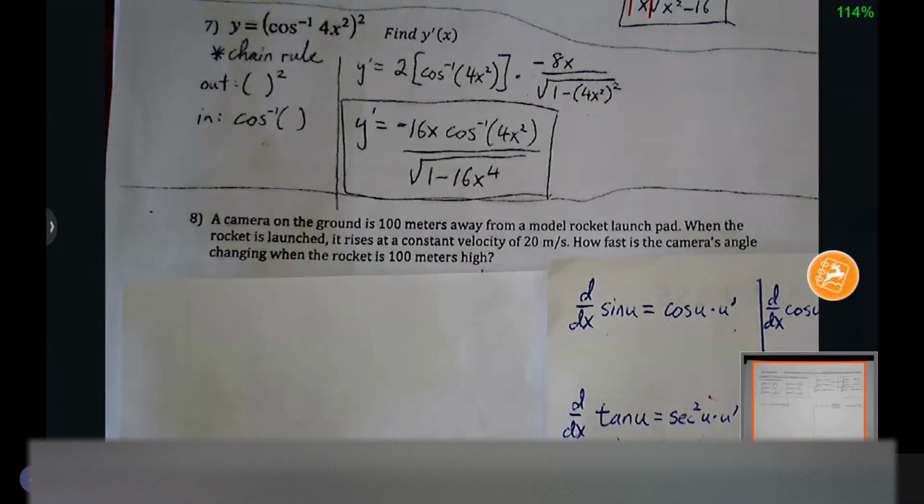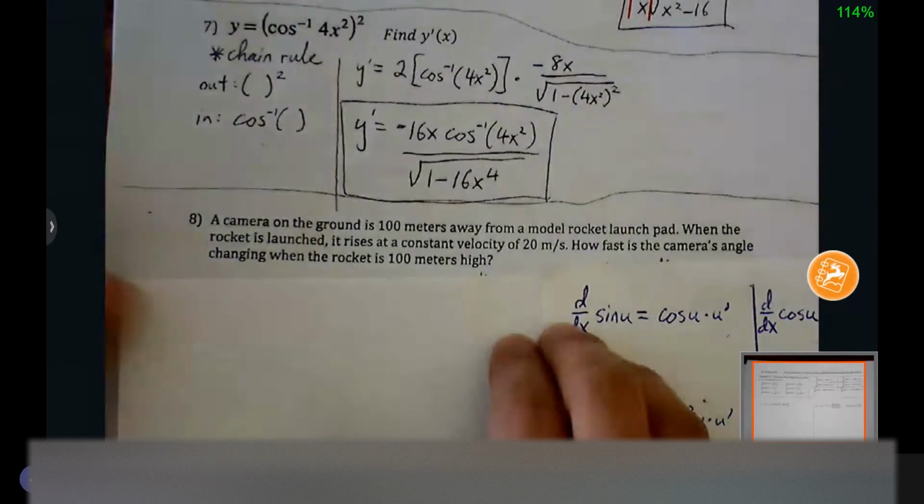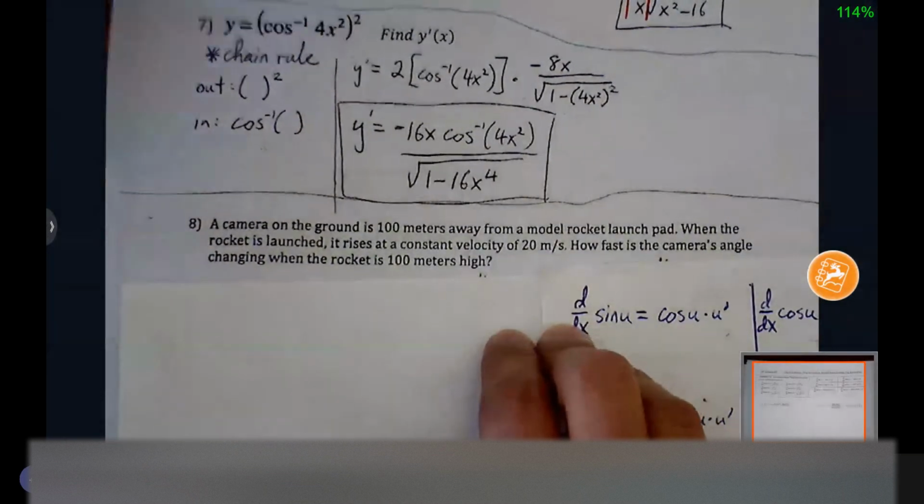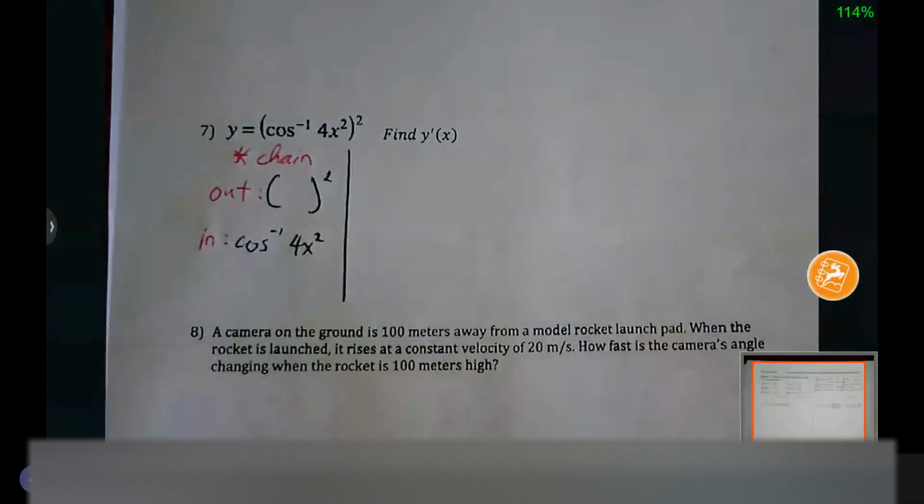Questions with 7? Okay, anybody still need to look at number 7? Okay, let's look at number 8. This is the related rates problem.